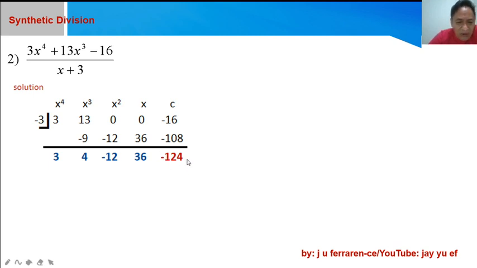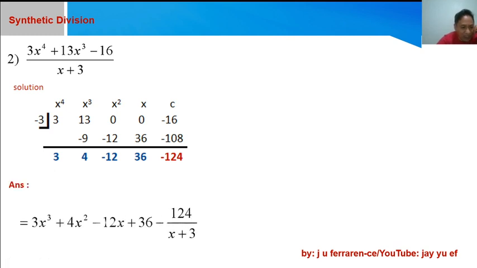The one in red color, we call this the remainder. These are the elements in your quotient row. The quotient will start with a degree which is 1 lower than your given dividend. So if you have x to the 4th power, you divide with x, so you can start with what term? The x cubed term, and this is the coefficient. So how do we present your answer? The answer will start with 3x cubed, correct? Plus 4x squared minus 12x, then plus 36. So you have a negative 124 over your divisor, which is x plus 3. So this is now your answer.